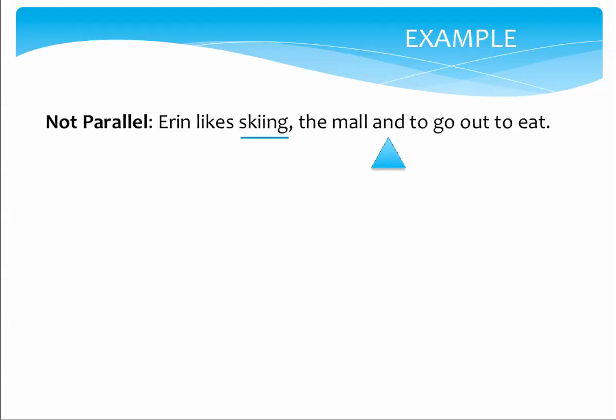So the words being joined in this sentence are skiing, the mall, and to go out to eat. Without knowing anything else about the structure of this sentence, you should be able to look at these three groups and tell that they're not in parallel structure. If you do know anything about the grammatical structure of the sentence, even better, because once you can label the parts, then you can know for sure how to bring it into balance. Skiing is a gerund, or a word that looks like a verb but is actually functioning as a noun. The mall is a regular old noun. And to go out to eat is an infinitive phrase.